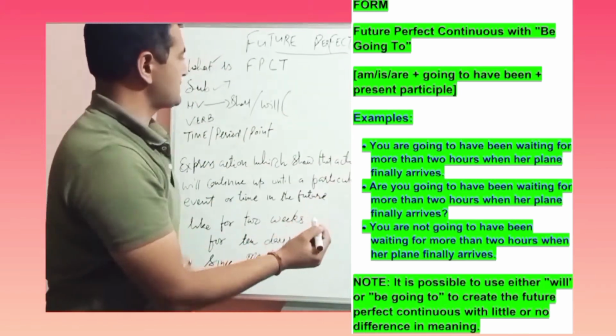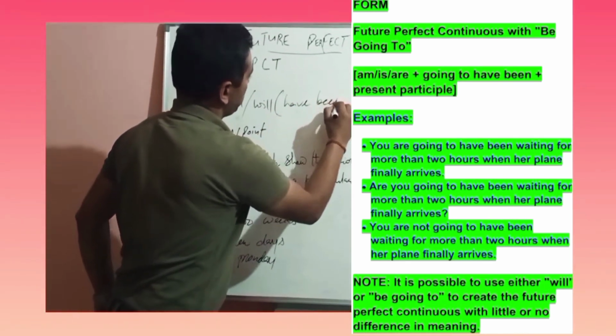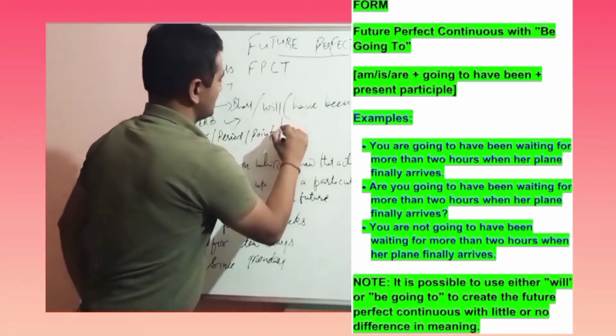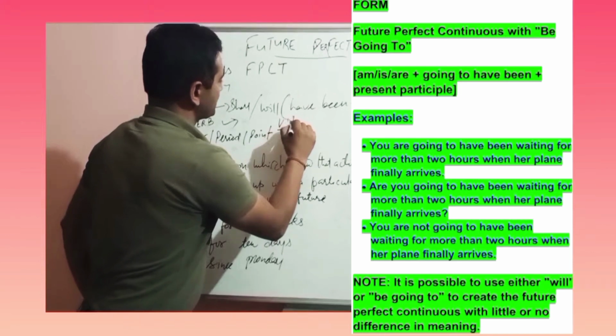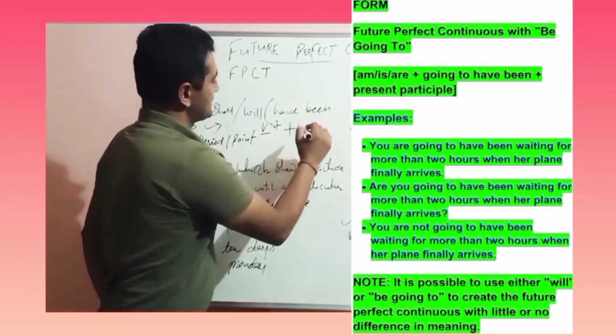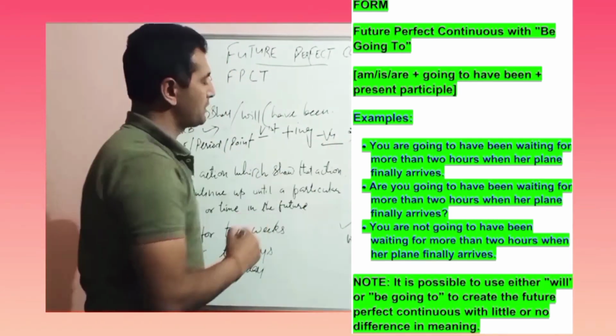Because we are working under future perfect continuous, so it will have the helping verb. So what will be the verb here? This one, first form of the verb, and we will add ing with it. That's why it will become the fourth form of the verb.